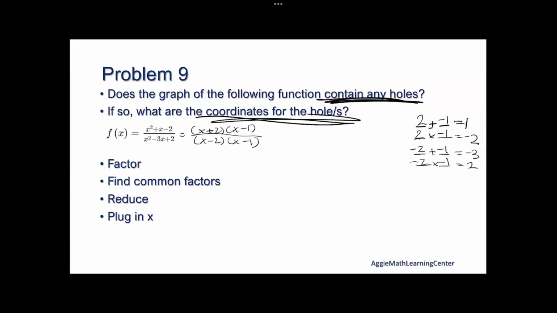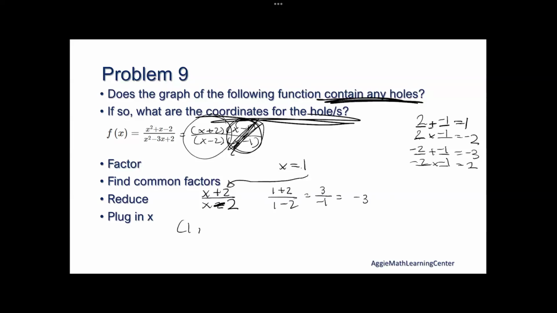Awesome, we can automatically see what that hole is. The x minus 1 over x minus 1 can cancel out, so our hole is at x equals 1. Now we have our reduced form, x plus 2 over x minus 2. We want to see where the y coordinate is for this hole, so we plug x equals 1 in. We have 1 plus 2 over 1 minus 2, so 3 over -1, which is -3. That means our hole is at (1, -3). Any questions on this?